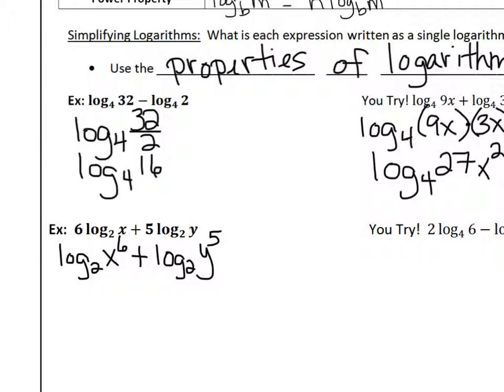Well, now I know that if I am adding two logs, that's the same thing as putting them together by multiplication. So we have log base 2, and it's going to be x to the 6th times y to the 5th. If you put a multiplication sign in between them, that's fine, but you don't need to, because we know that when you're multiplying two variables together, you just keep them side by side.